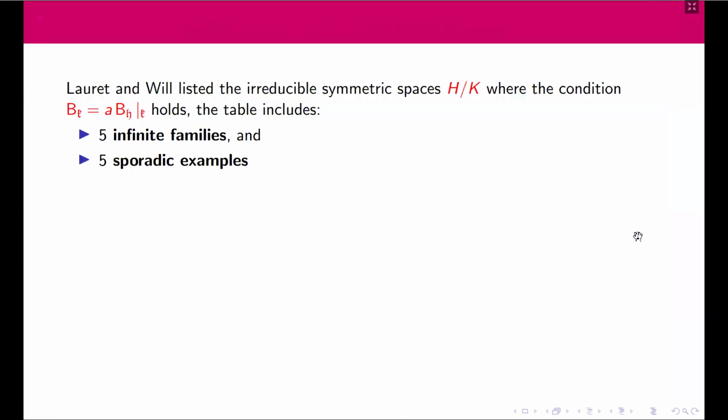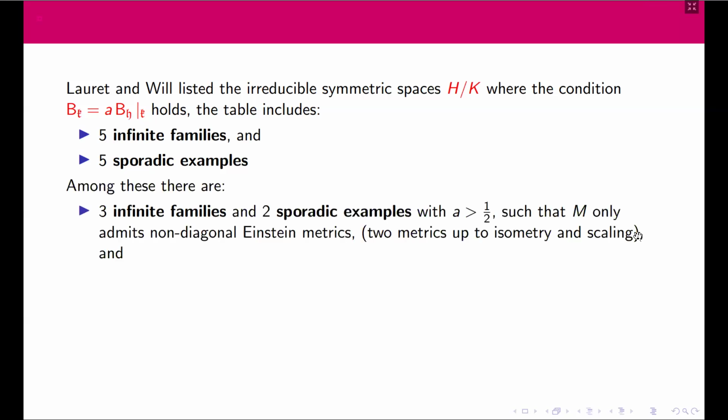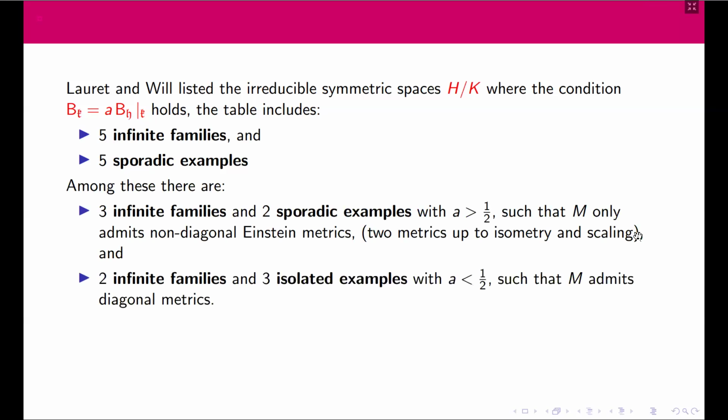Lauret and Will listed these irreducible symmetric spaces where the condition about the Killing forms holds. The table includes 5 infinite families and 5 sporadic examples. Among these, there are 3 infinite families and 2 sporadic examples where A is greater than 1/2, meaning that M only admits non-diagonal Einstein metrics, and 2 infinite families and 3 isolated examples with A less than 1/2, where M admits diagonal metrics.